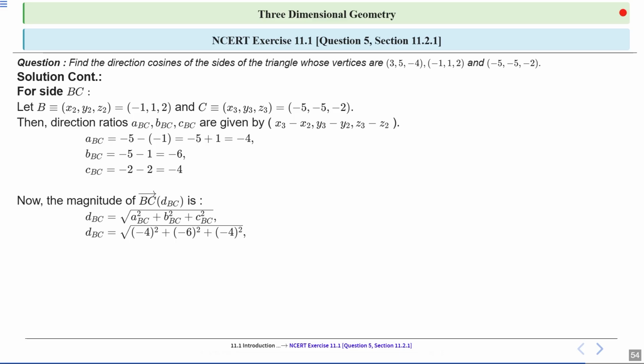Substituting the values, we get d_BC equals square root of minus 4 whole square plus minus 6 whole square plus minus 4 whole square. Calculating further, d_BC equals square root of 16 plus 36 plus 16. So d_BC equals square root of 68, which is equal to 2 times square root of 17.